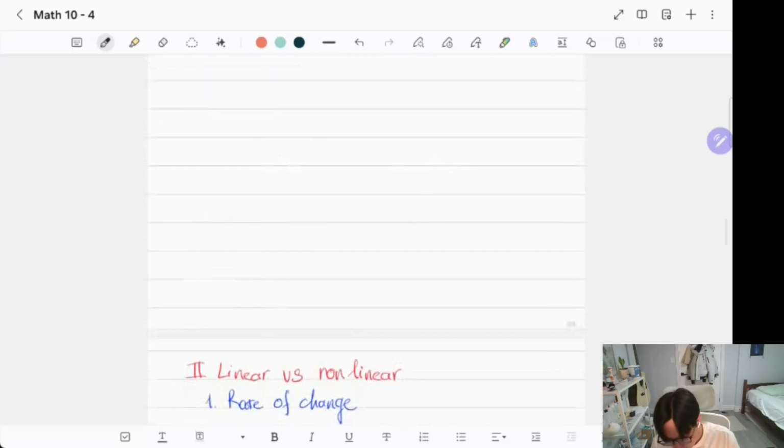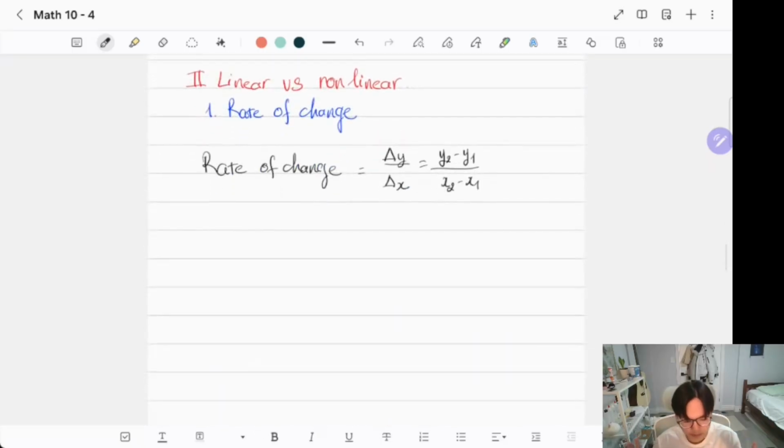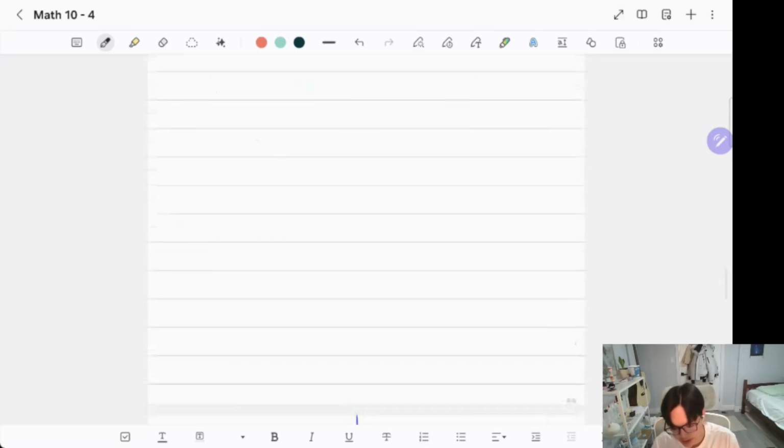Okay, let's go to the second part, which is rate of change, linear or non-linear. First of all, I just want to mention rate of change. What is that? The rate of change has the formula delta y divided by delta x, equal to y2 minus y1 all divided by x2 minus x1. And this shows the change over time of a function, right? So let's move on to the next part.